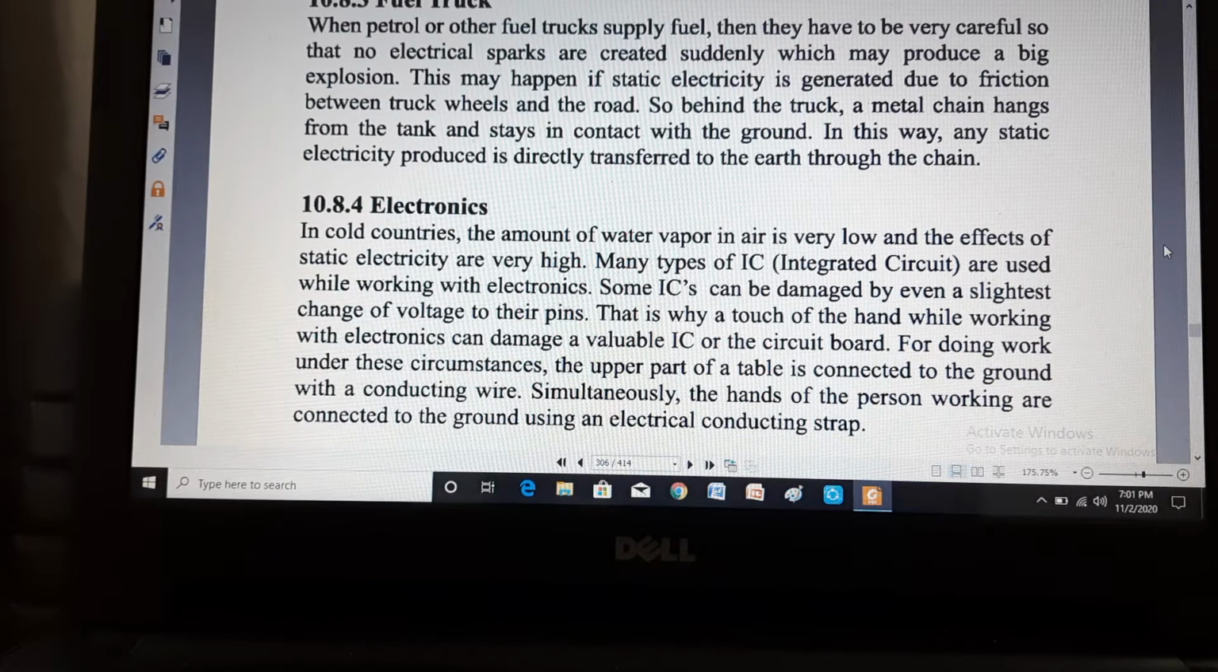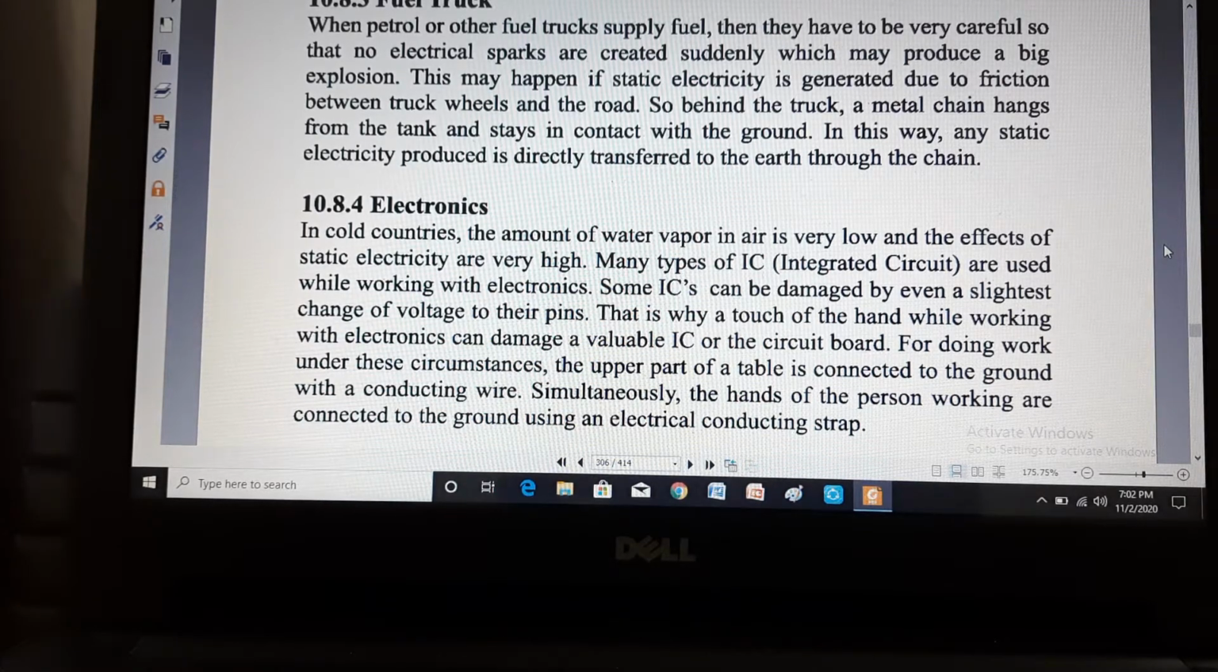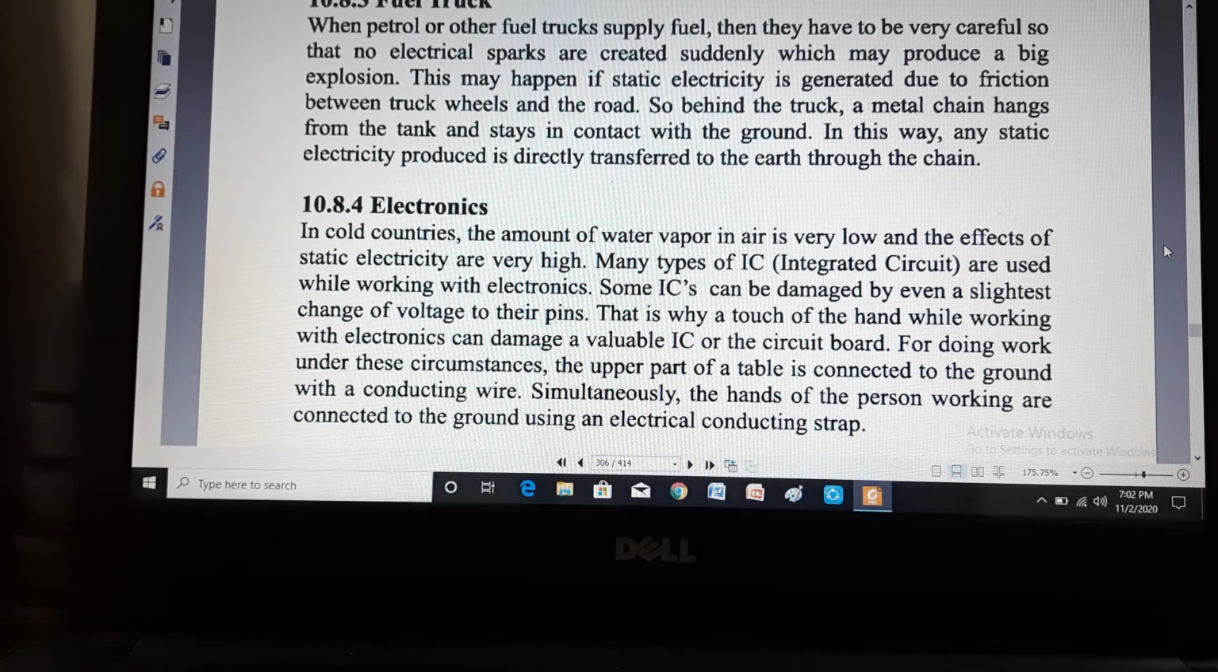Another use of static electricity is in electronics. In cold countries, the amount of water vapor in air is very low, and the effects of static electricity are very high. Many types of IC, the full form of IC is integrated circuit, are used while working with electronics. Some ICs can be damaged by even the slightest change of voltage to their pins.